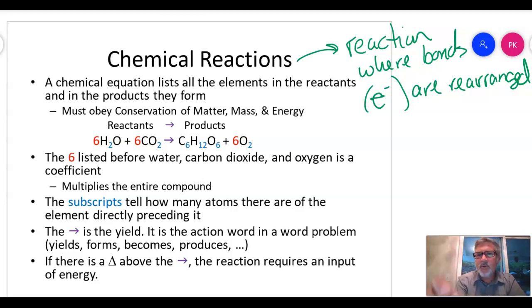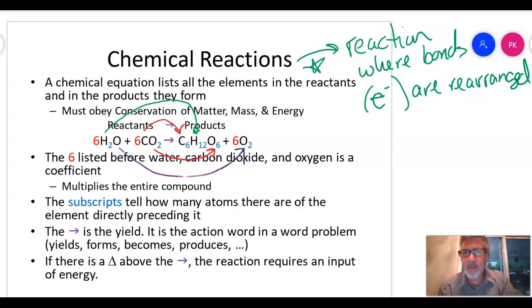So remember I told you that a chemical reaction is one where bonds are rearranged. If we look at this right here, my hydrogens here become my hydrogens there. My oxygens here actually become my oxygens there, because a splitting of water creates oxygen in photosynthesis. My carbons come here, and this oxygen over here ends up there. So what I've done is I've taken my reactants and rearranged them, and I put them in my products.